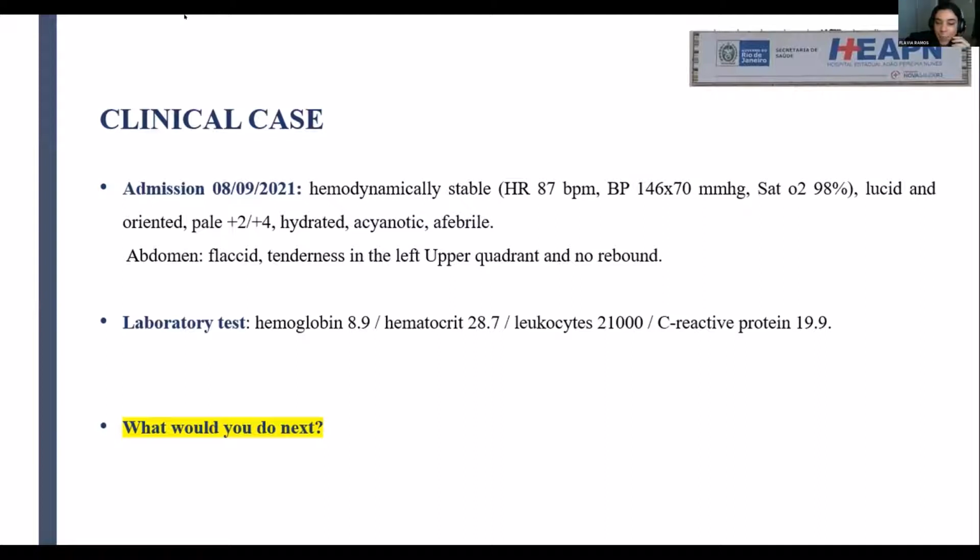And here, we use the C-reactive protein. It was 19.9. So what do you think we should do? What would you do with that case? Dr. Antrach?